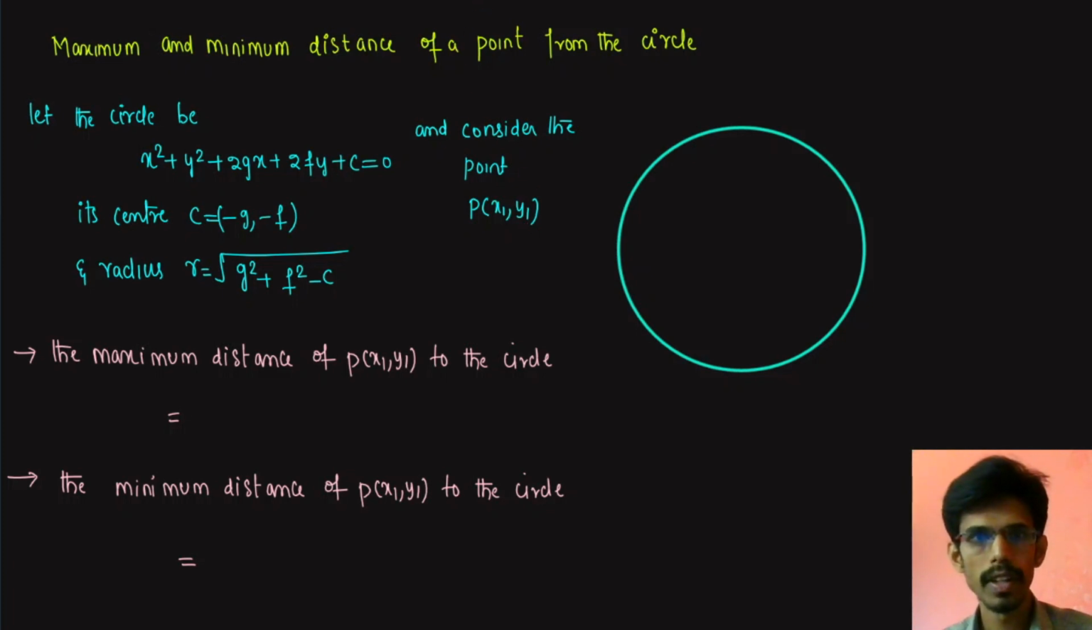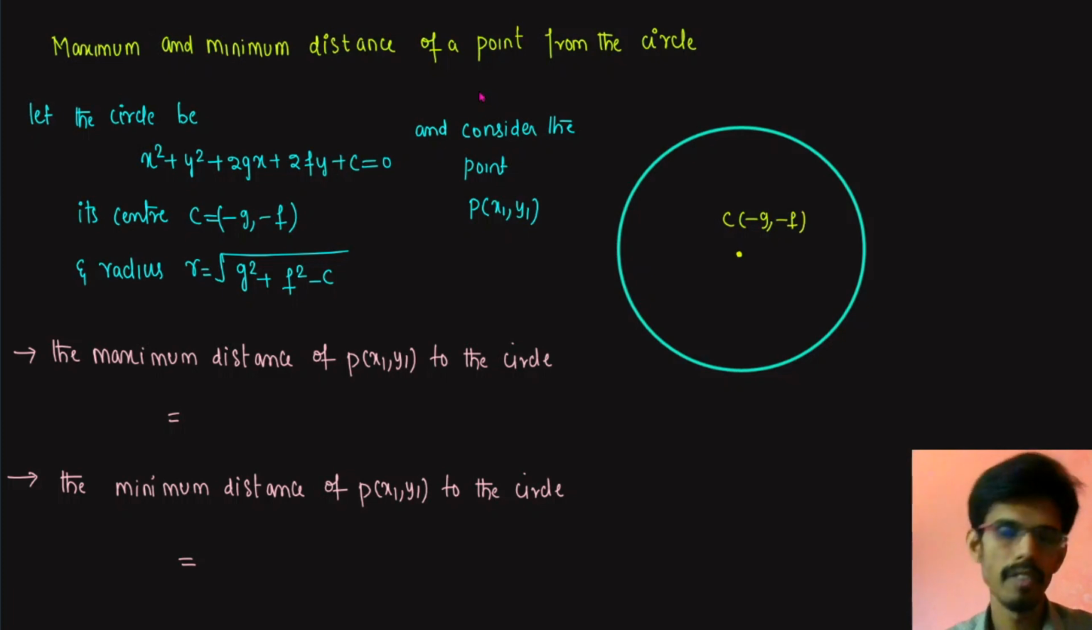Now let us mark the center of this circle. Center of the circle is minus g comma minus f. Now let us take a point P outside the circle, that is x1 comma y1. Now I want to find out the maximum distance of this point P to the circle.